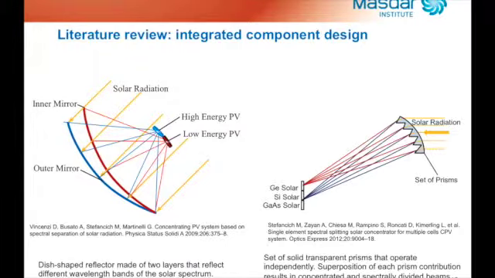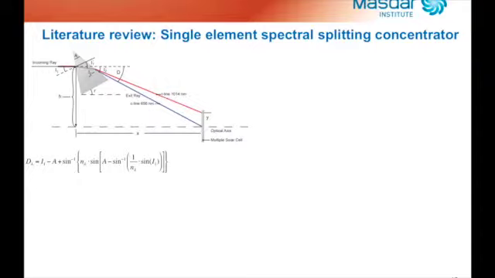semiconducting material. Another solution that is being proposed in Masdar consists in using a set of solid transparent prisms that operate each of them independently. However, the superposition of each prism contribution results in the focal plane in concentrated and at the same time spectrally divided beams. So let's focus on this solution. And in order to understand how it works, let's focus on the behavior of one single prism.